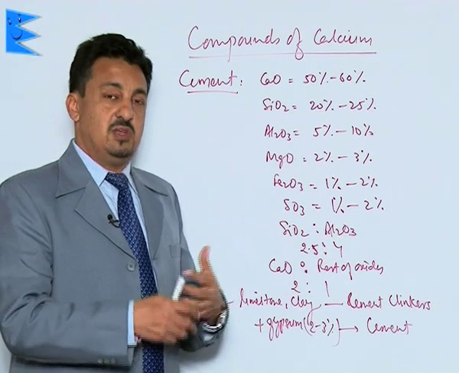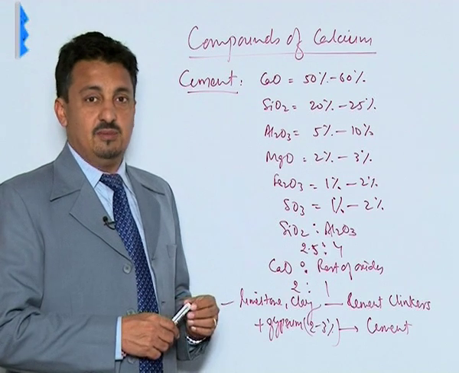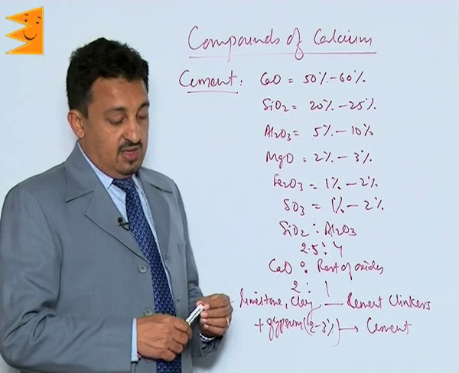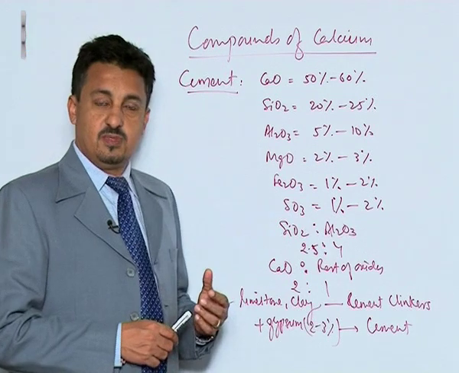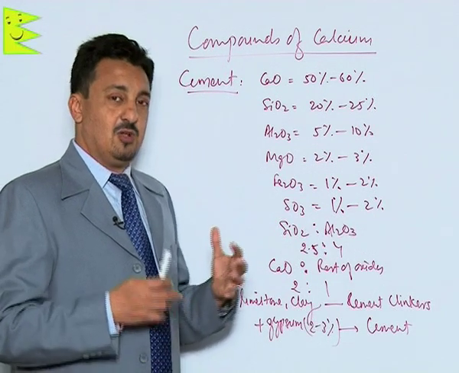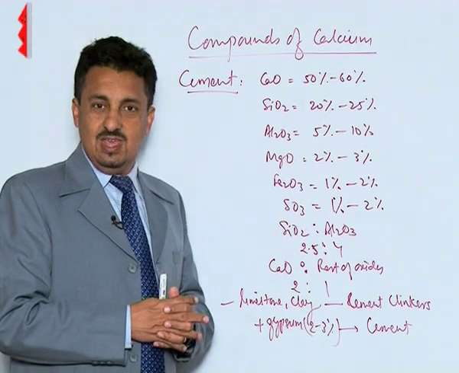It was introduced in England by Mr. Joseph in around 1824. This cement is a very complex mixture of oxides of many elements.